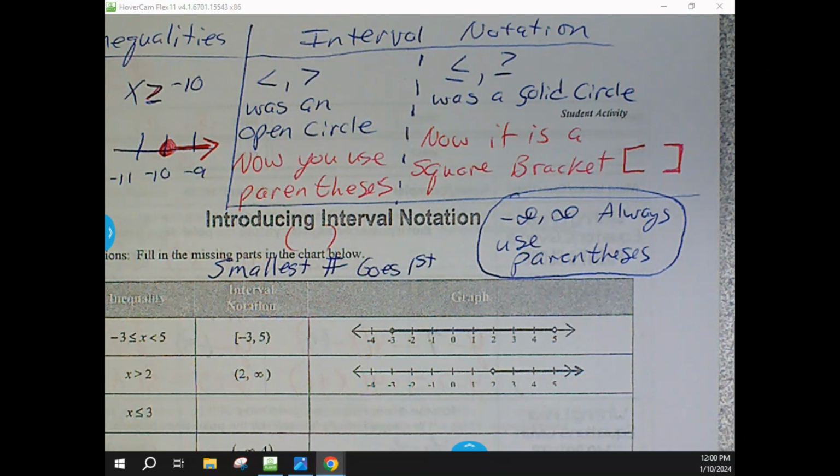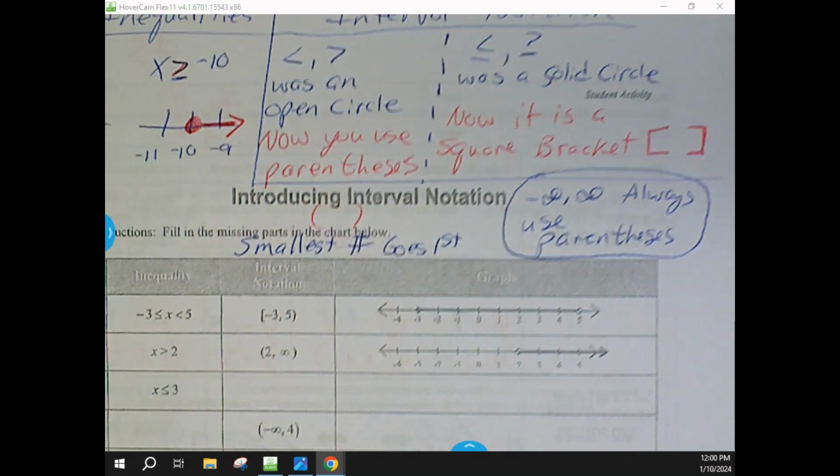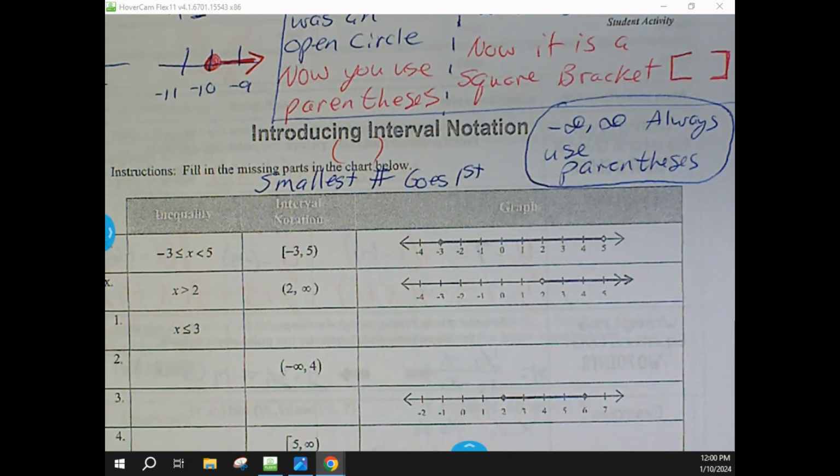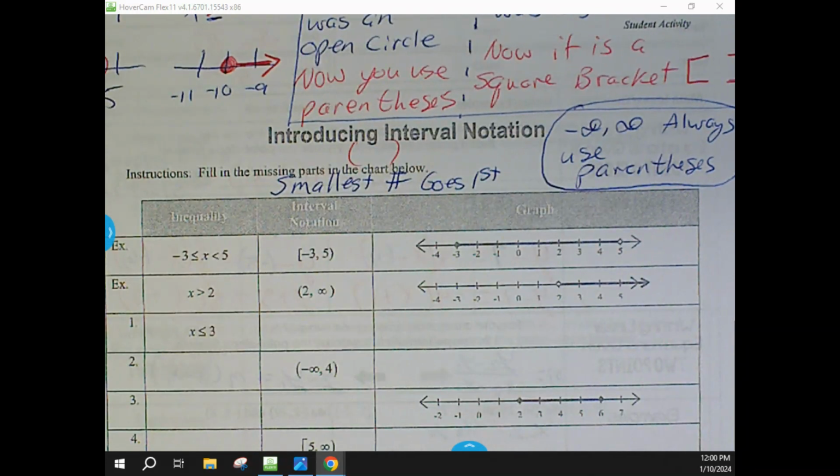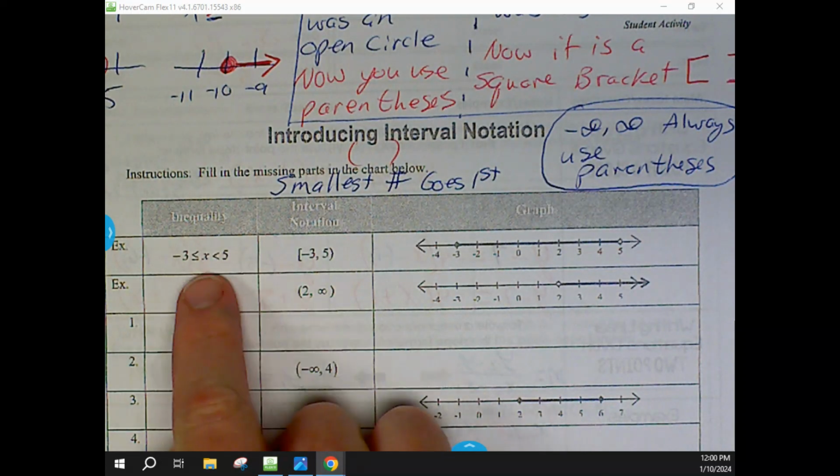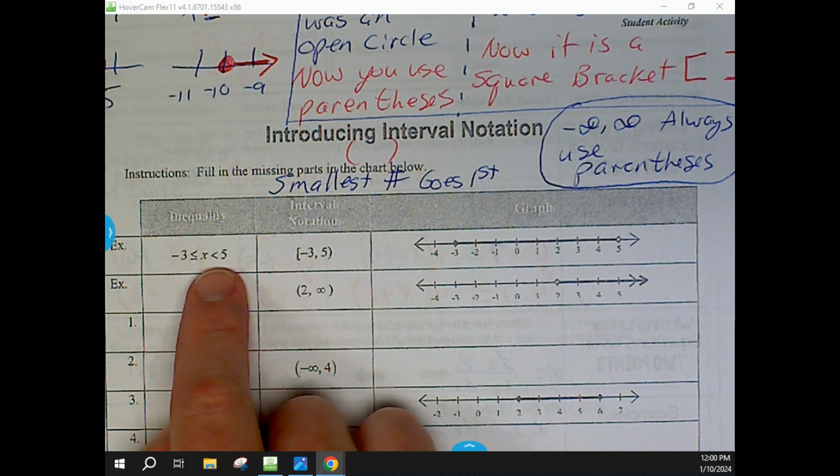Okay. So here's where we're going to tie all this together. We've got everything kind of set up here. Here's what all this means as we go through this stuff. Okay, so the very first one is this one. Now, this is, again, kind of reviewing. Basically, x is stuck between -3 and 5.